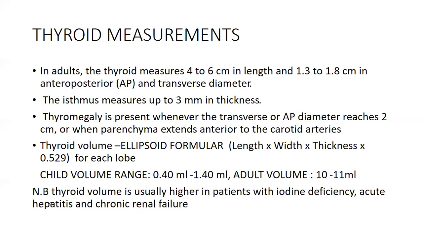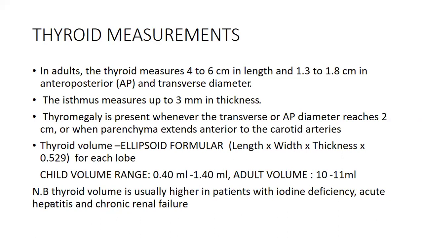The thyroid volume is calculated using the ellipsoid formula, where we take measurements in 3 orthogonal planes: the length, the width, and the thickness, multiplied by the converter, which is 0.52, for each lobe. The child volume range for the thyroid is from 0.4 cc to 1.4 cc. Adult volume is from about 10 to 11 cc.